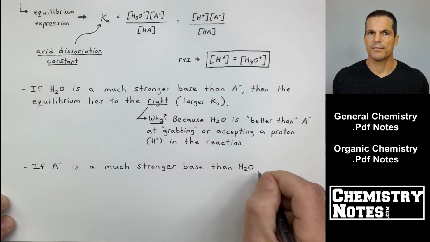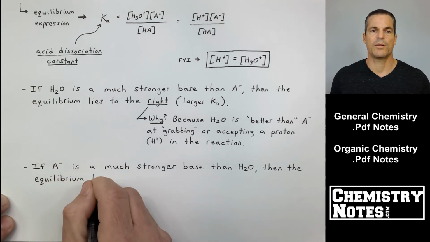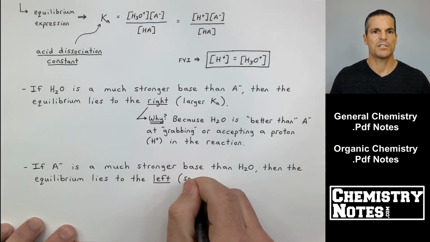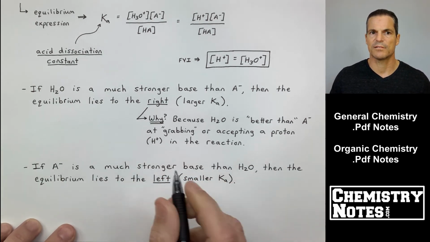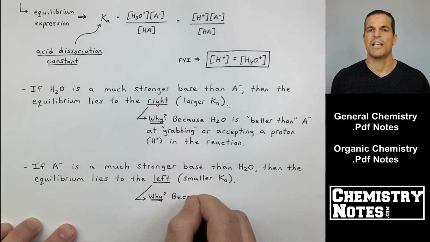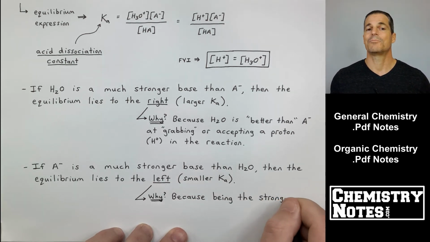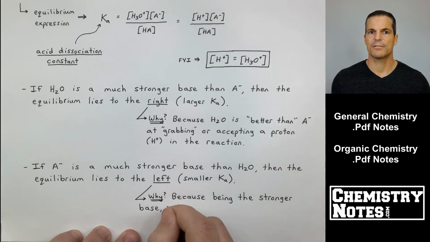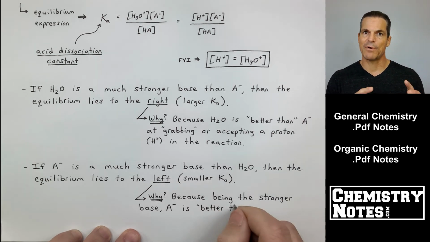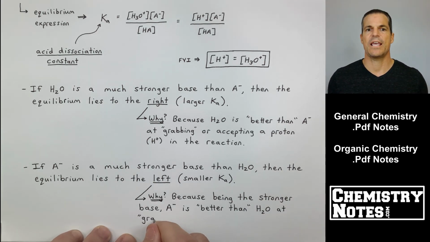Now, the opposite, second bullet point. A minus, the base on the right-hand side, is labeled conjugate base in the equation from the last page of notes. But just because it's called conjugate base doesn't mean it's not a base. So if A minus is a much stronger base than H2O, then the equilibrium lies to the left, away from that stronger base. Why does it lie to the left? Because being the stronger base, A minus is better at accepting a proton from the guy right next to him, which is H3O plus, and the reaction moves to the left, smaller Ka value, all right?